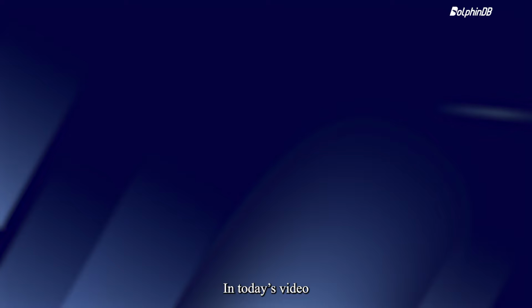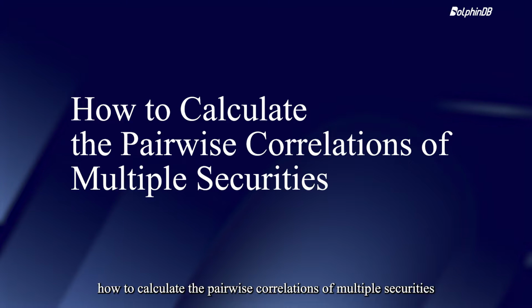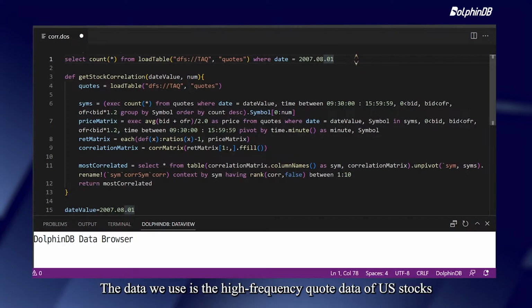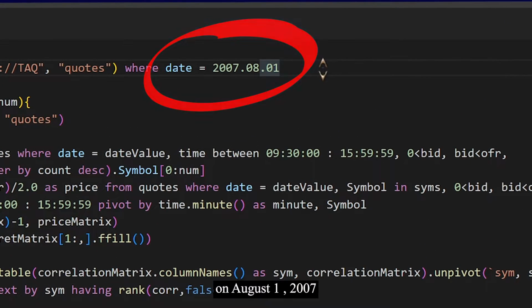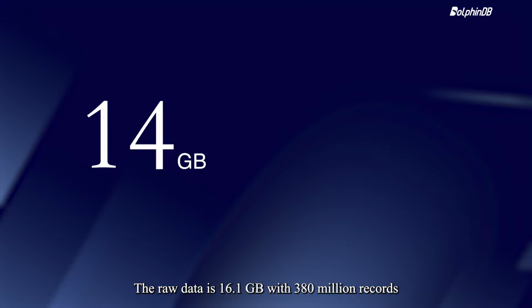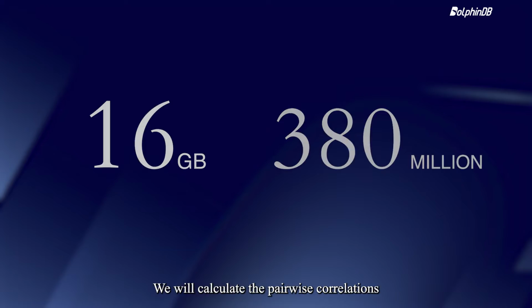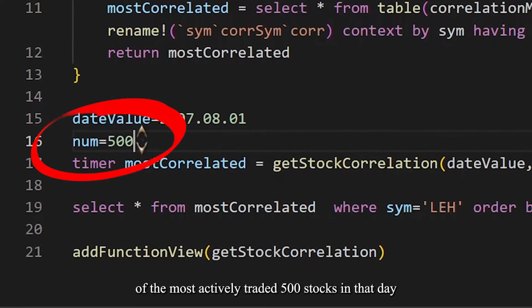In today's video, we'll share with you how to calculate the pairwise correlations of multiple securities using high-frequency data in DolphinDB. The data we use is the high-frequency quote data of U.S. stocks on August 1st, 2007. The raw data is 16.1 gigabytes with 380 million records. We will calculate the pairwise correlations of the most actively traded 500 stocks in that day.